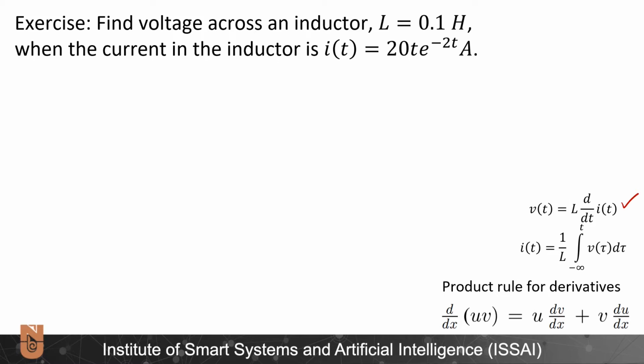And for that, we have the product rule for the derivatives. So if a function consists of two functions in the form of u times v, then we find the derivative of that function, which is written as a product of u and v, as u times dv over dx plus v times du over dx.